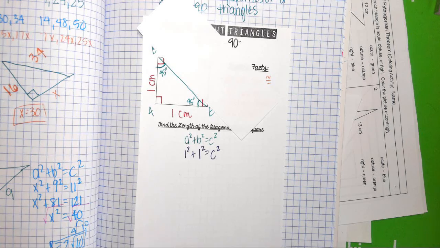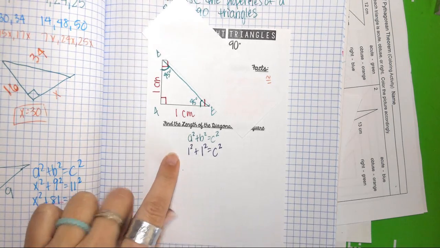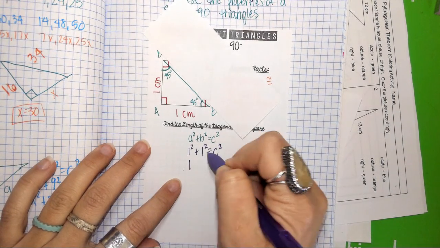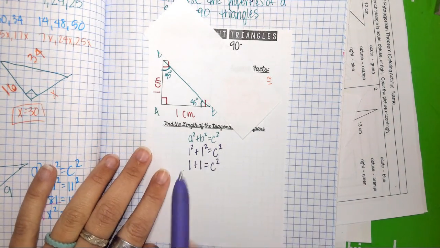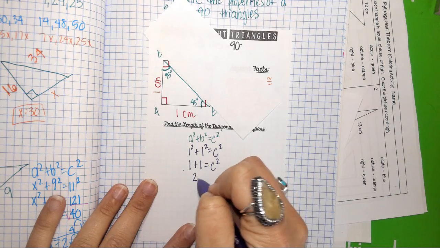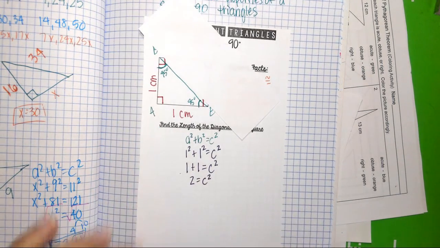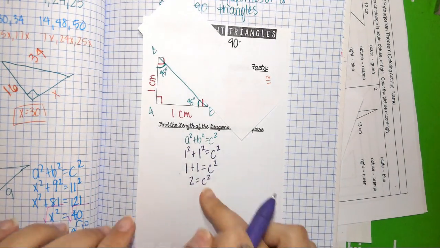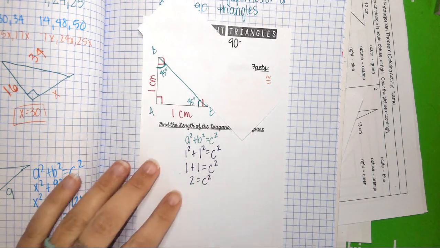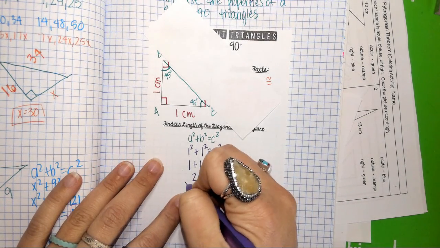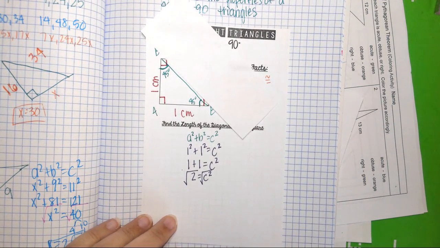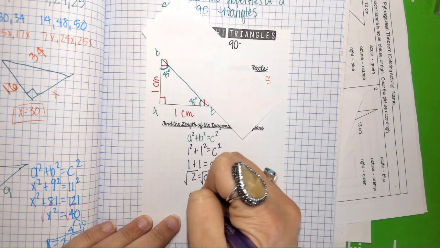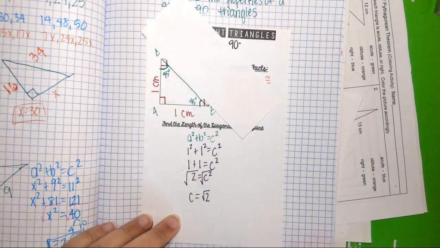All right, what is 1 squared? Okay, and then plus 1 equals C squared, correct? Okay, what's 1 plus 1? 2. Now, this gives us C squared, but we need the measure of the diagonal. So how do we get rid of that squared? Can you take the square root of 2? Didn't I say to leave it in simplest radical form? Okay, so C equals the square root of 2.